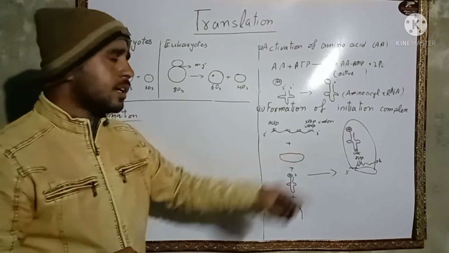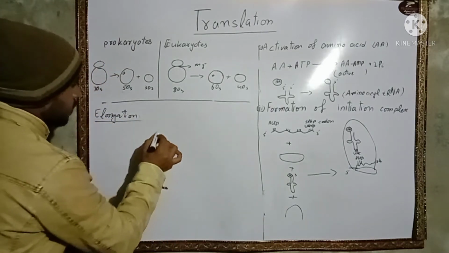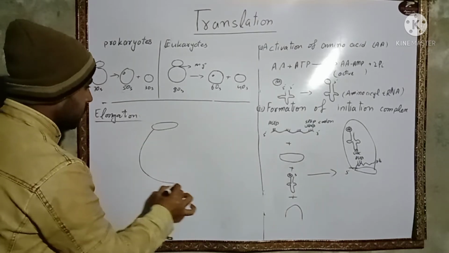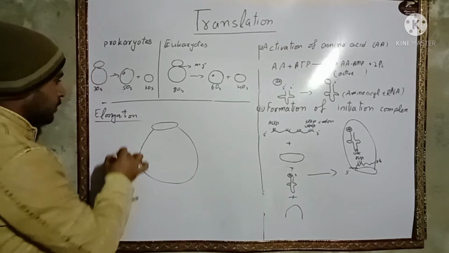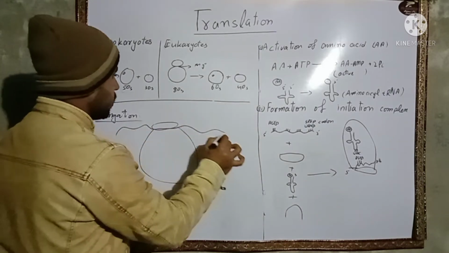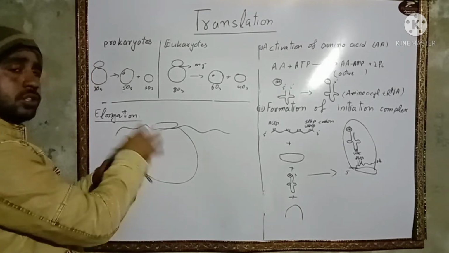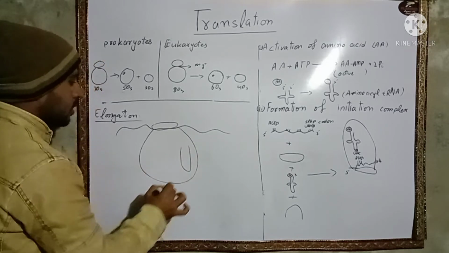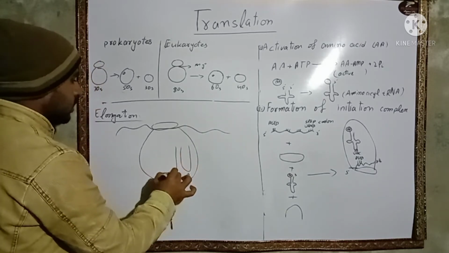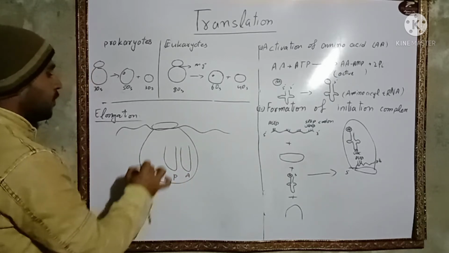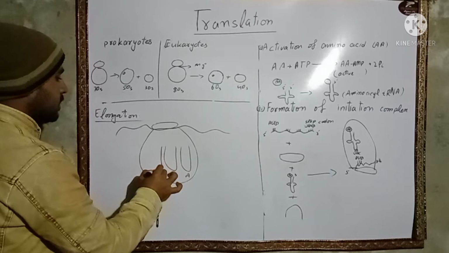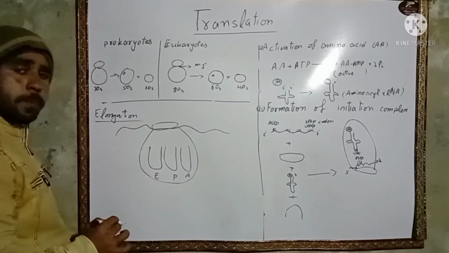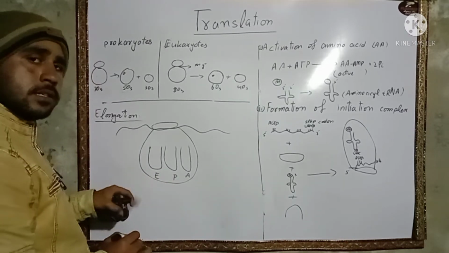Okay, the initiation complex contains three sites. This is the small part of the ribosome. This is the large part of the ribosome. This is the messenger RNA that is attached to the ribosome. And these are the three sites. This is known as the A site. This is known as the P site, and this is known as the E site.